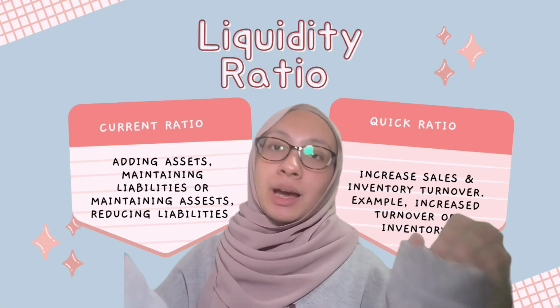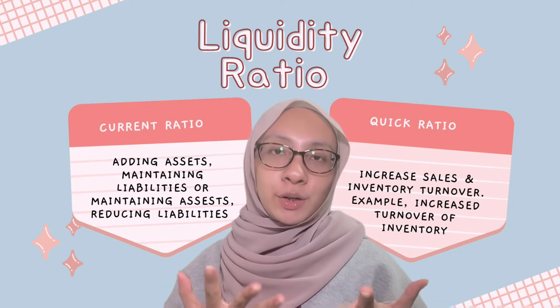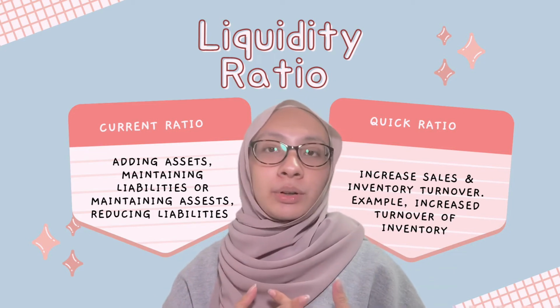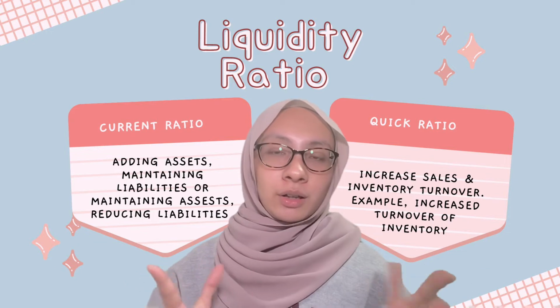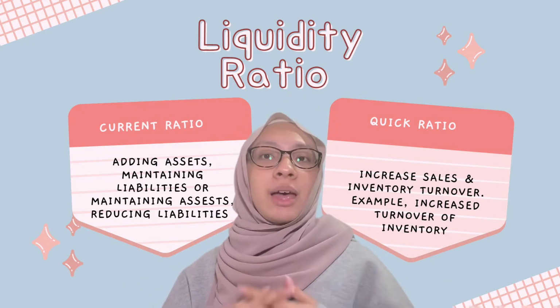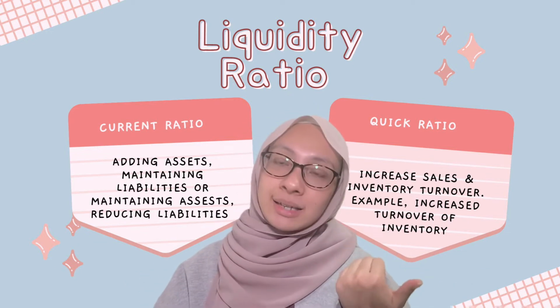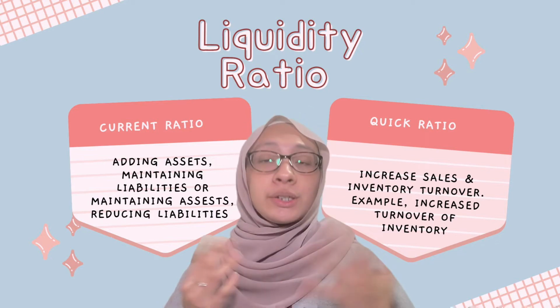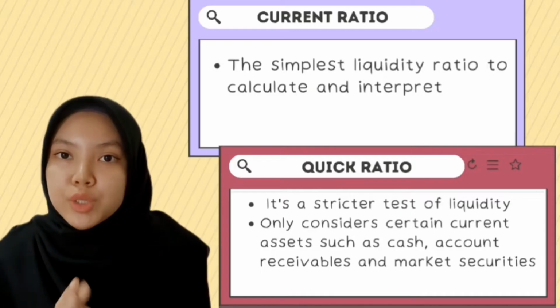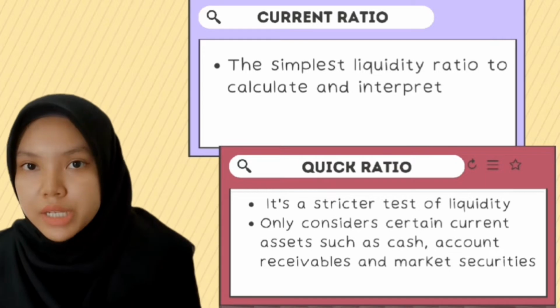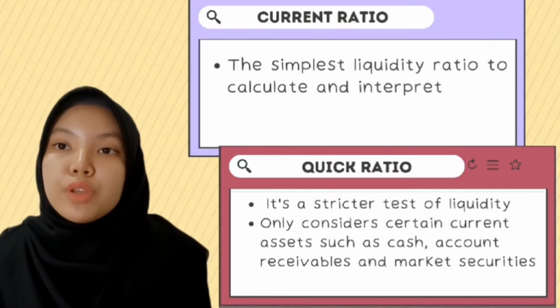I'm Yasmeen. I'm going to explain to you about ways to improve our ratio. So first of all, for the liquidity ratio, the ways to improve are by adding assets, maintaining liabilities or reducing liabilities. Quick ratio. This ratio is similar to the current ratio, but it's a stricter test of liquidity.